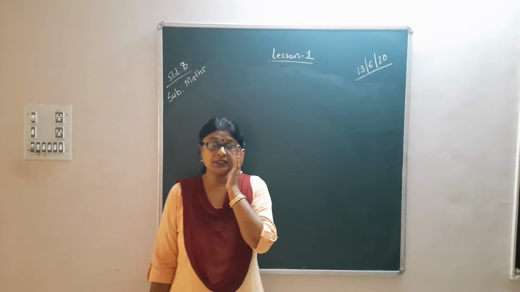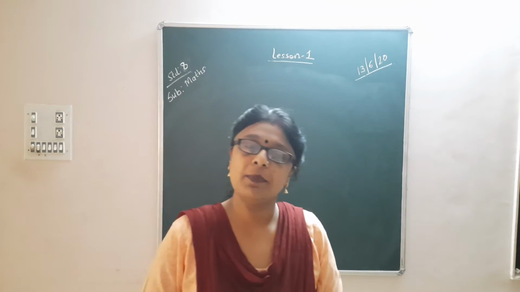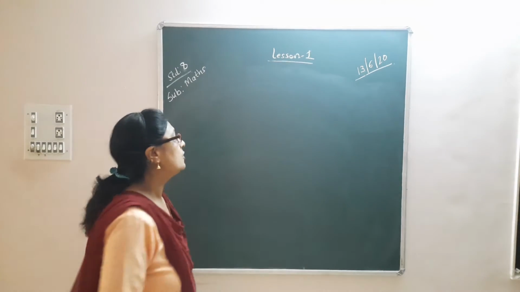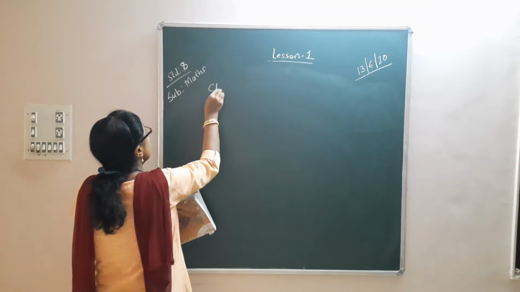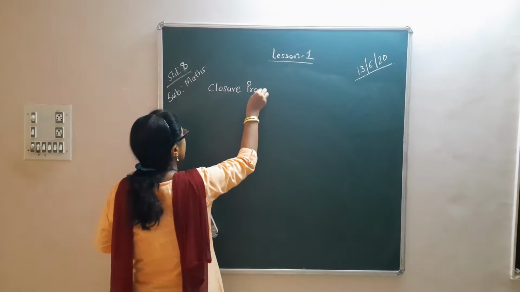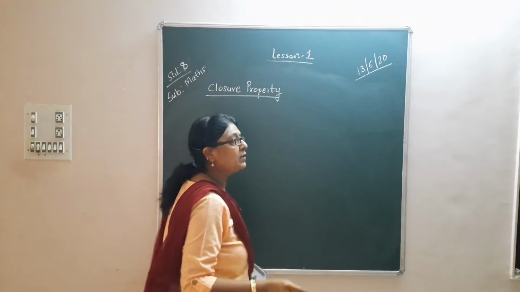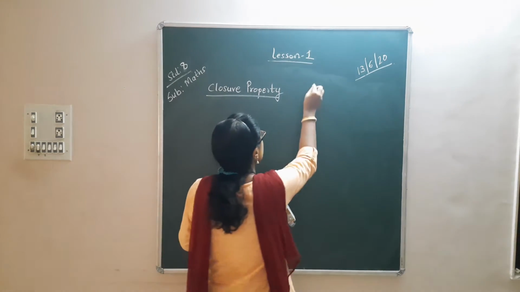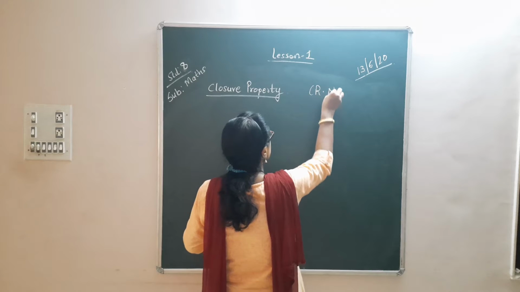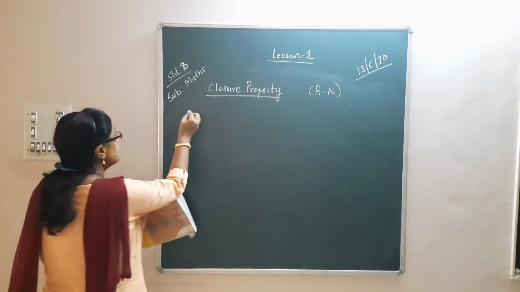Okay, so yesterday we were discussing rational numbers and the closure property. Yesterday we studied the closure property for whole numbers and integers. Today we are going to study the closure property for rational numbers. So let us see.